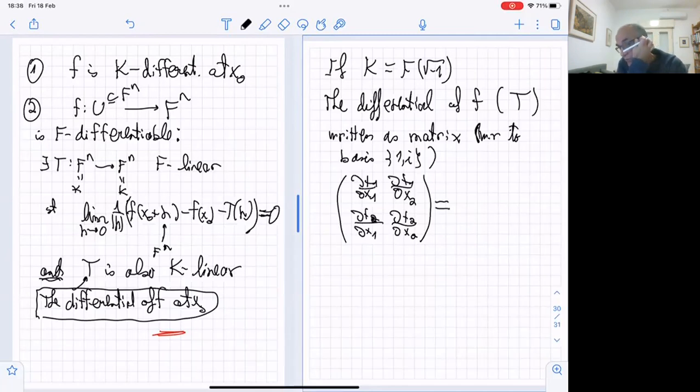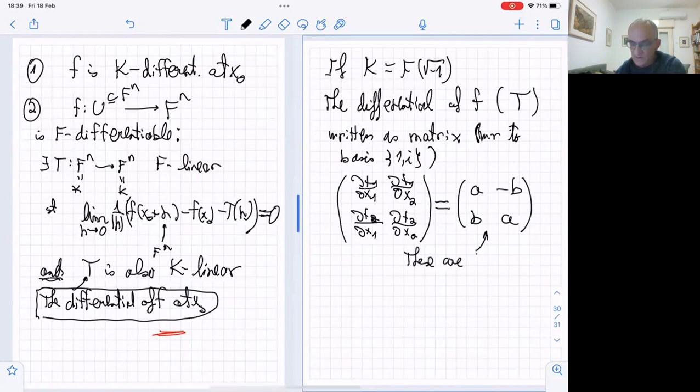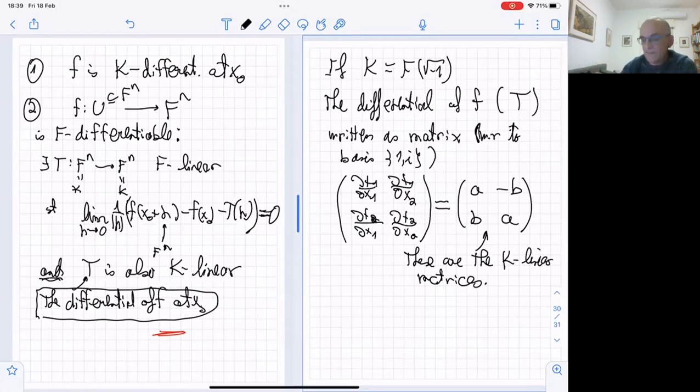And now you play a little and you ask yourself, okay, what kind of linear functions like this from F squared to F squared are K-linear, and it's enough to see that they commute with i, is exactly of the form (A, -B; B, A), right? These are the K-linear matrices. So just under the assumption of F an ordered field and K is the extension of F by square root of -1, we get the Cauchy-Riemann equations for functions which are differentiable with respect to K.